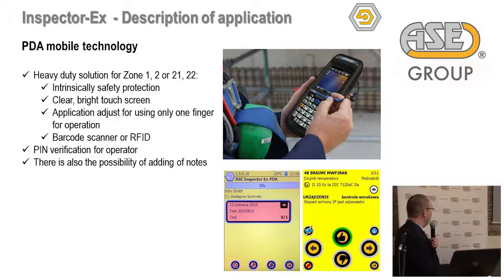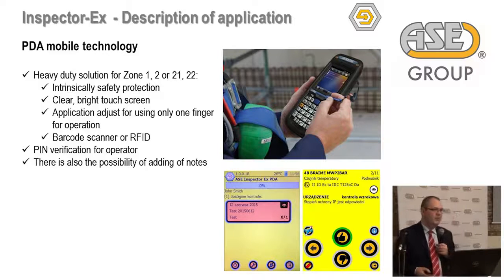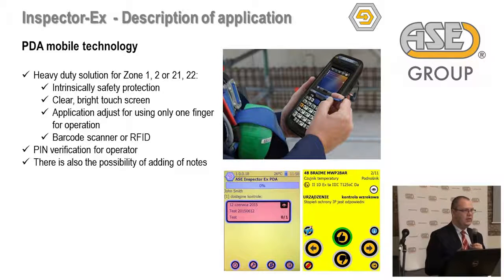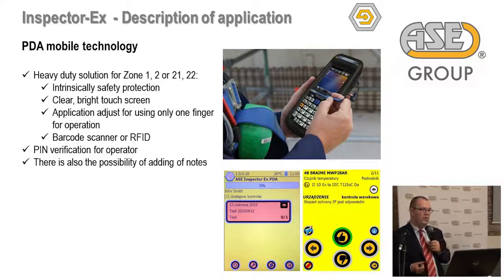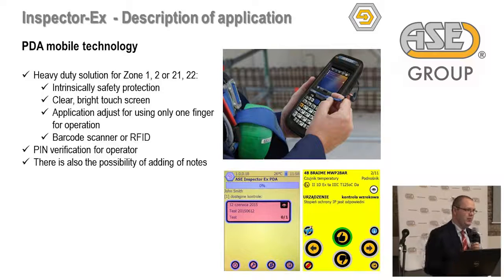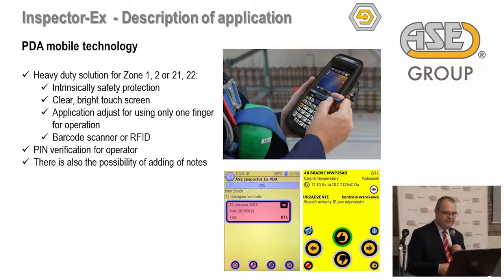We have an integrated barcode scanner and RFID. PIN verification for the operator is very important. Each operator has their own PIN, and after login, we have identification of the operator and also the time it starts. It's a very useful tool for checking how many hours people need to do the control and the inspection of the devices.